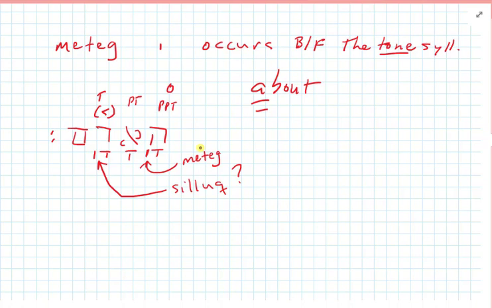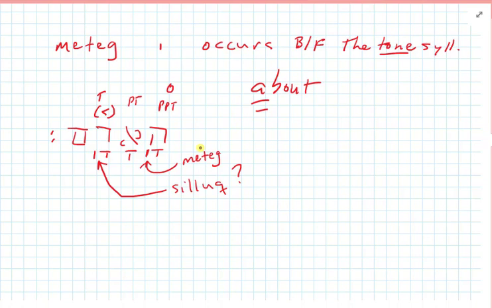So you could potentially see a metheg and a siluk on the same word. But you should never confuse them, because you know that the siluk is the only one that can be on the stressed syllable. Metheg is always somewhere before the stressed syllable. It's never on a stressed syllable. Okay? All right. Very good. So that's the situation here.